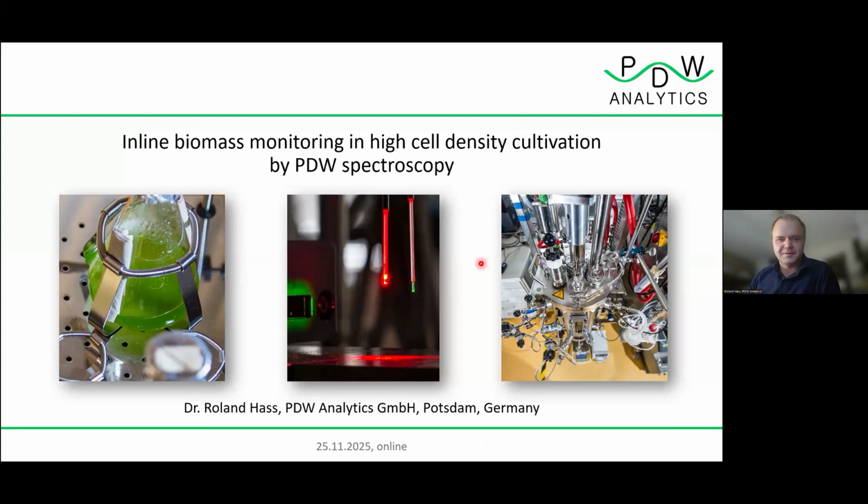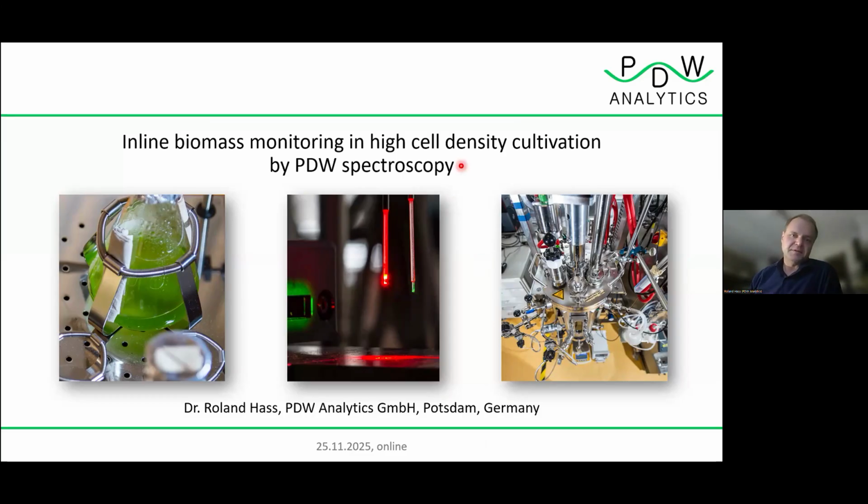I would like to talk a bit about the PDW technology, PDW spectroscopy, which stands for photon density wave spectroscopy. We are a small company, started in 2013, so a good 10 years ago. We focus on the development and commercialization of this technique. We are based in Potsdam and we are a spin-off from Potsdam University.